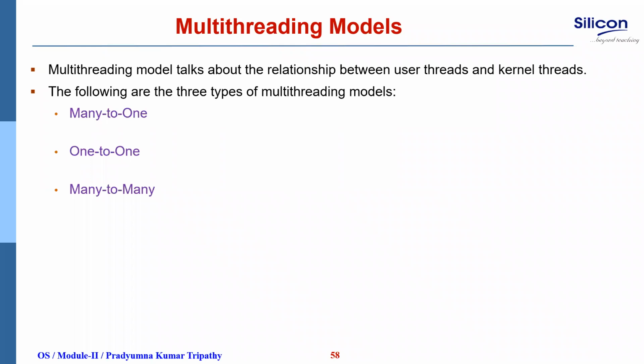So there are three different multi-threading models. If it is asked on what basis these multi-threading models are designed, the answer is the relationship between the user threads and kernel threads. Those are one to one, many to one, and many to many. There are three different multi-threading models, and we'll be discussing what these three different kinds of models are.